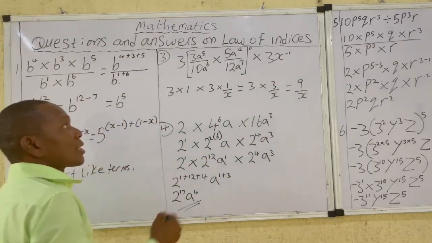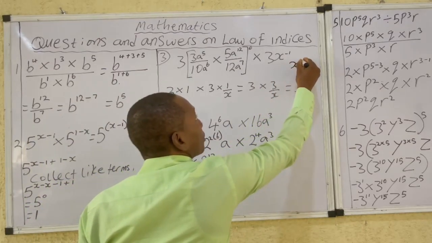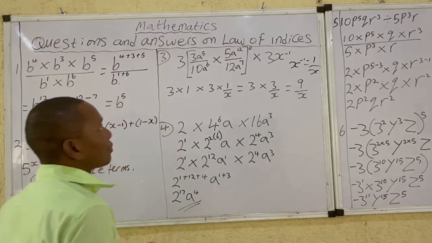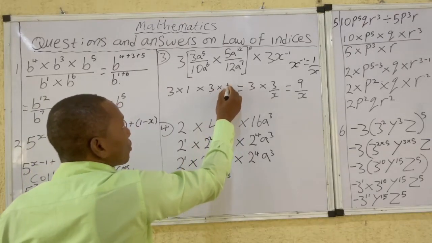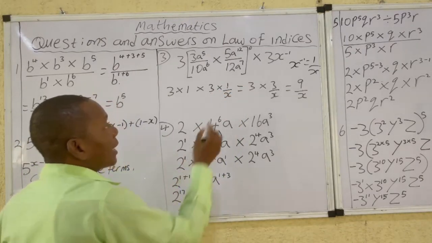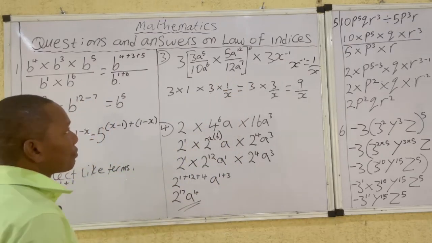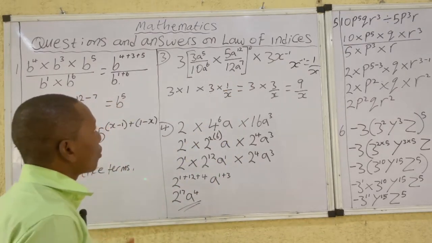Another law of indices says that x raised to the power minus 1 is the same thing as 1 all over x. So I now have 3 times 1 all over x. Remember, this 1 all over x is the same thing as x raised to the power minus 1. So let's solve.